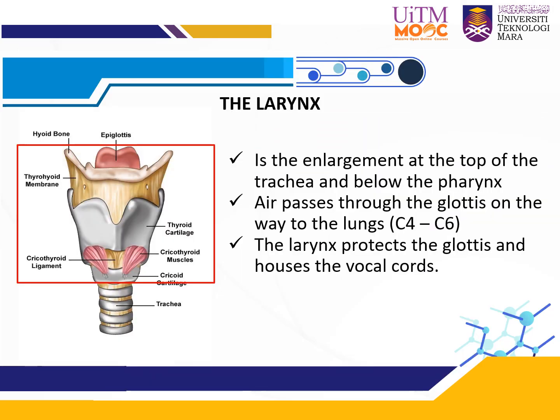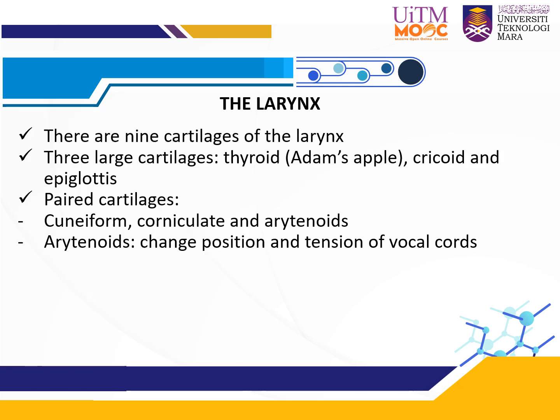So after we have seen the pharynx, let's move on with the larynx. The larynx is below the pharynx. It is the enlargement at the top of the trachea, before the trachea, but after the pharynx. The air passes through the glottis on the way to the lungs, through C4 to C6, cartilage number 4 to 6. And the larynx protects the glottis and houses the vocal cords. This is where the voice, the sound, comes in. There are 9 cartilages of the larynx. The first 3 large cartilages are known as thyroid, or we call it Adam's apple.